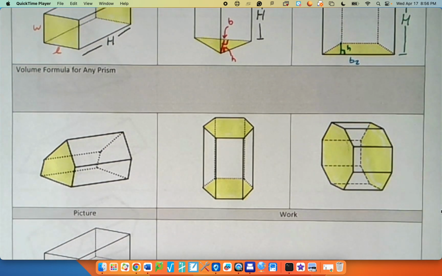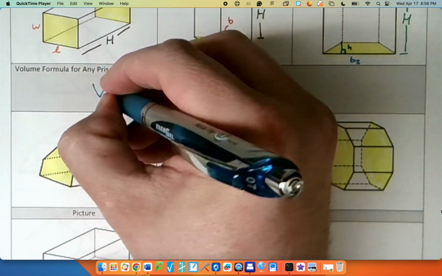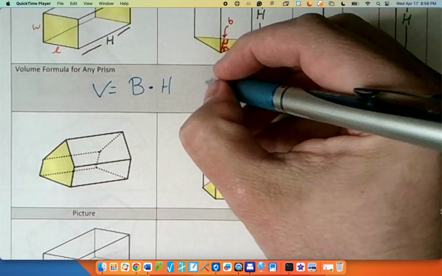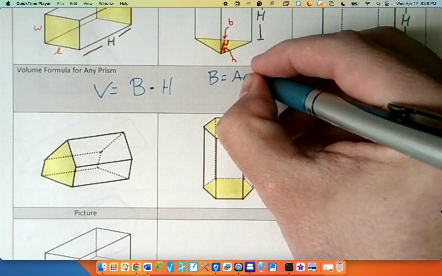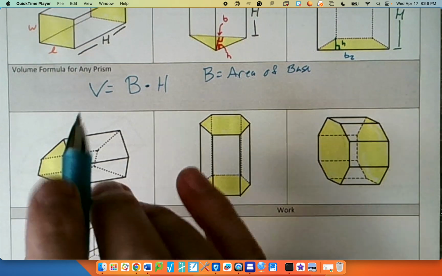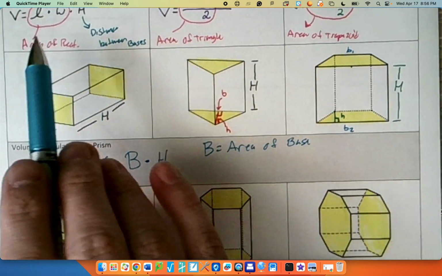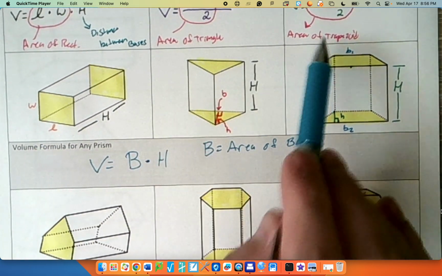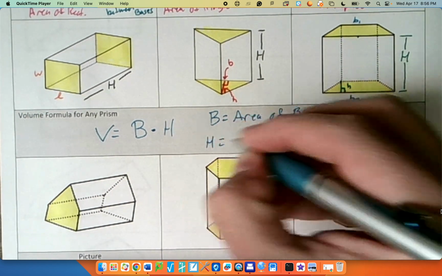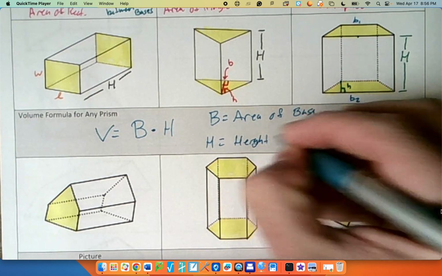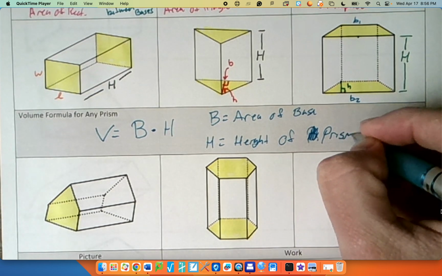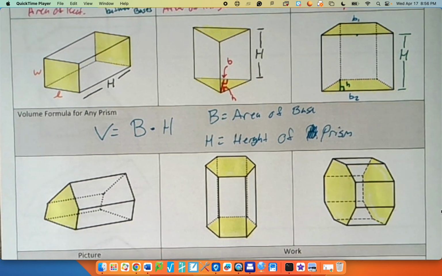So the volume formula for any prism is big B times big H. Big B is the area of the base. In all of these formulas, we had area, area, area. So big B, area of the base. Height, the height of the prism, from one end to the other.